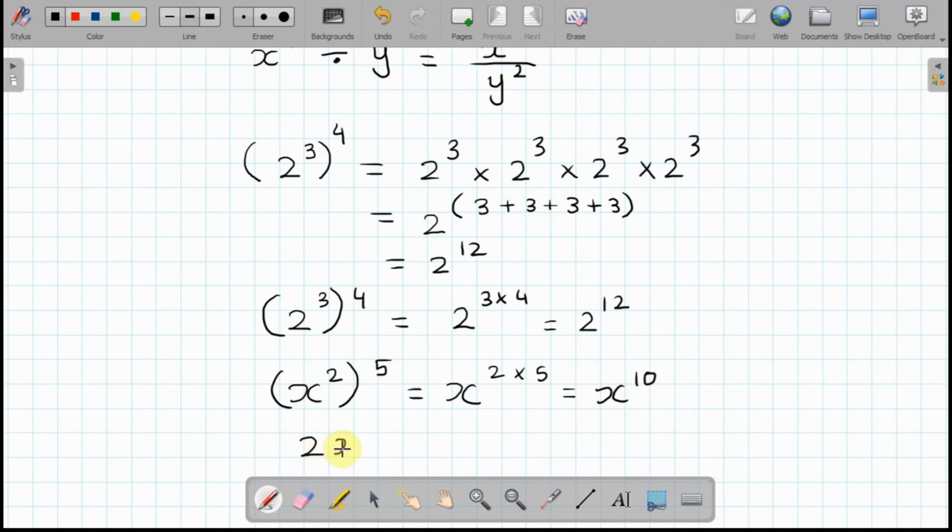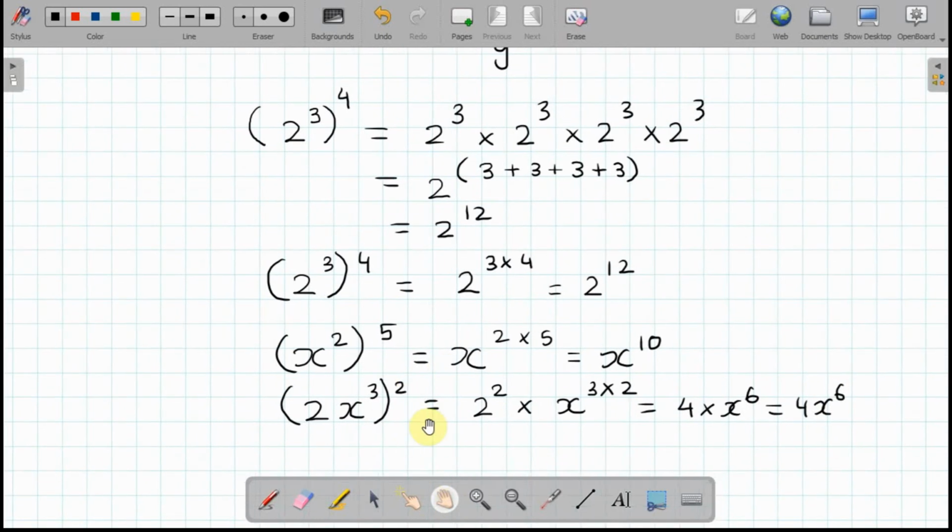This is, however, let's say 2x, let's make it 2x cubed to the power 2. This is a slightly trickier situation because this 2 needs to be squared as well. So I would write this out as 2 to the power 2 times x to the power 3 times 2, which would give me, let me figure this out, 2 squared is 4, and x to the power 6, that'll be 4x to the power 6. Make sure when the numbers are there, you square that as well.